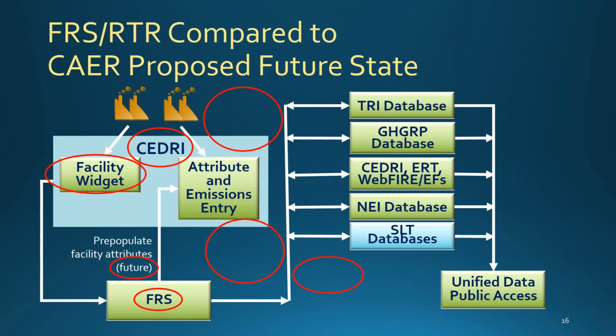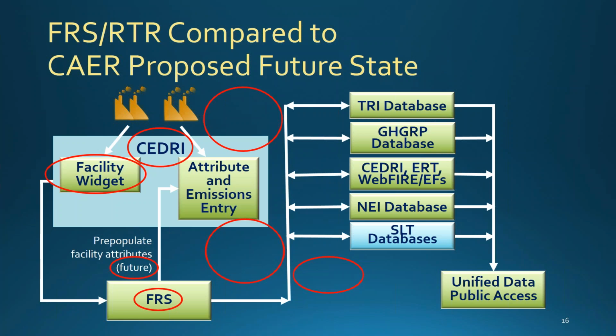A few things that we're not doing as part of this project, but that we saw on the CAER diagram. We are not currently planning on pre-populating facility attributes for the emissions entry, as you see here under the future there that's circled. In addition, to the right and under the attributes and emissions entry box, we no longer see a diagram that has us sharing that emissions data with all the programs in a streamlined way.